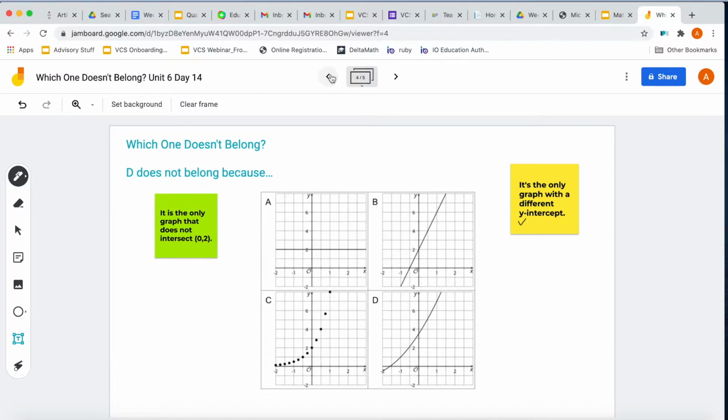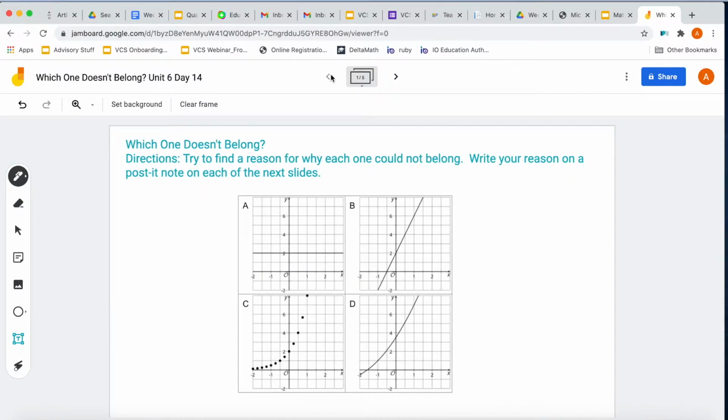The first slide is just to give students the directions. Which one doesn't belong? Directions: Try to find a reason for why each one could not belong. Write your reason on a post-it note on each of the next slides.